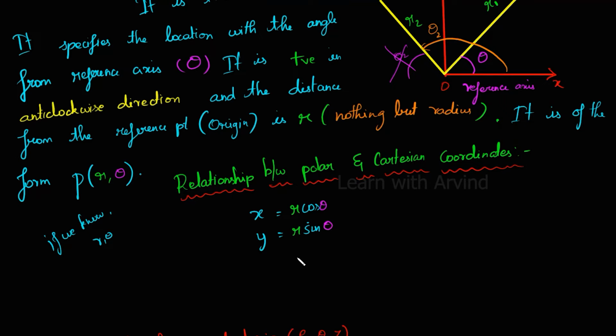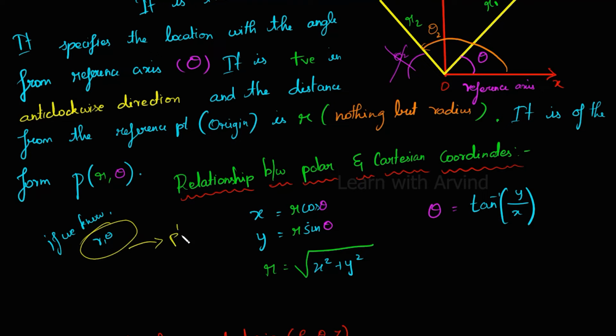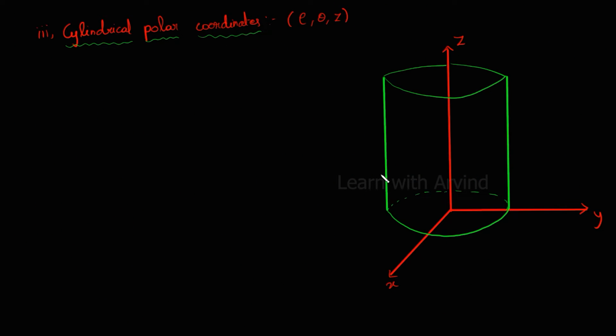This r is the distance and theta is the angle. R is equal to root of x square plus y square and theta is equal to tan inverse of y by x. If r and theta are known, then we could convert this in terms of P of x comma y. Z is missing. The reason is this is two-dimensional and this is what cylindrical polar coordinates is.